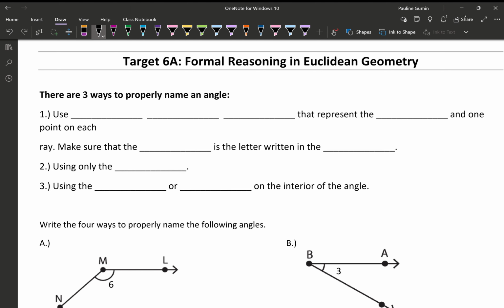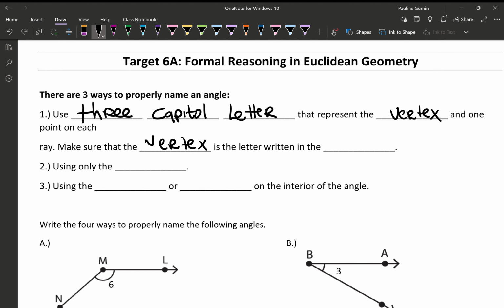Number one, we use three capital letters that represent the vertex and one point on each ray. Make sure that the vertex is the letter written in the middle. The vertex is that little pointy part of our angle.